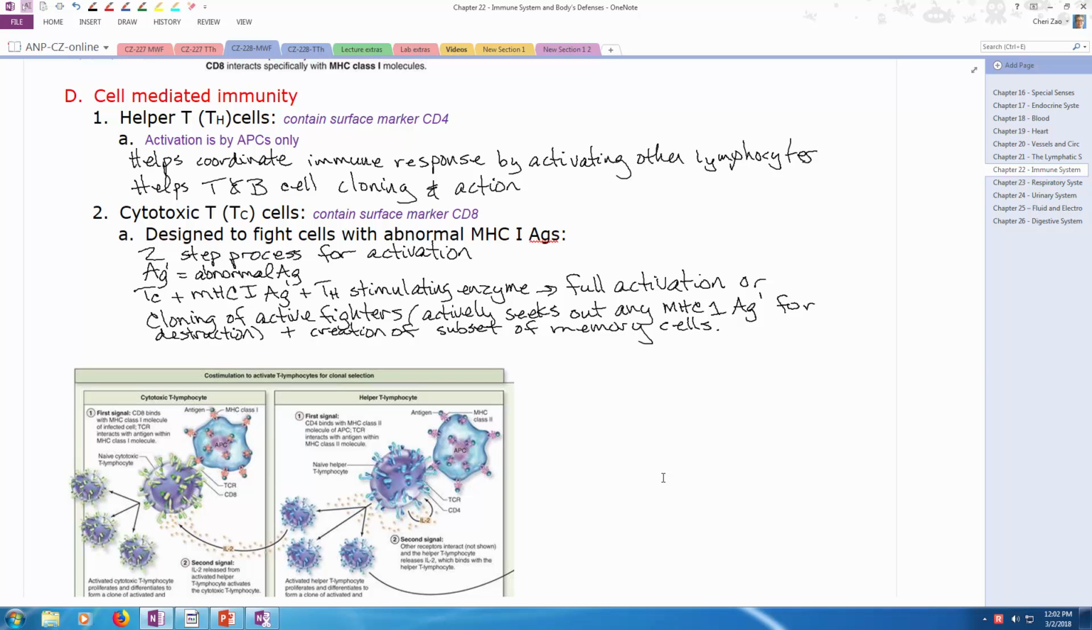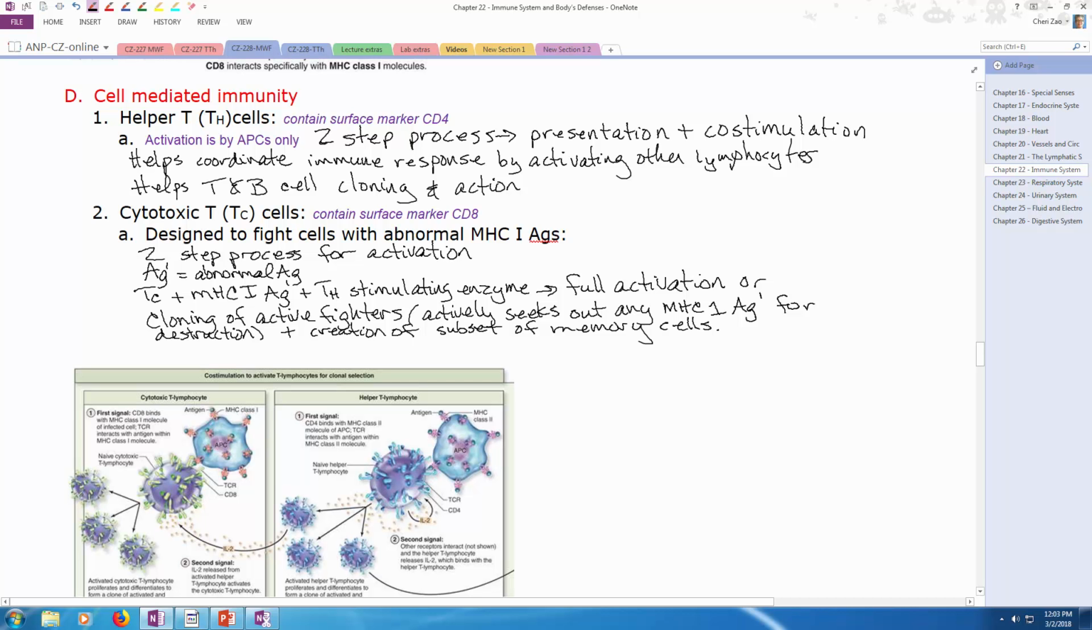Now, an APC has both MHC1 and MHC2, correct? Because all cells, except for red blood cells, have MHC1. The activation, however, I want to make sure that you realize that it is a two-step process. And so in this two-step process, we need presentation, plus co-stimulation. And this is actually for all of our lymphocytes.